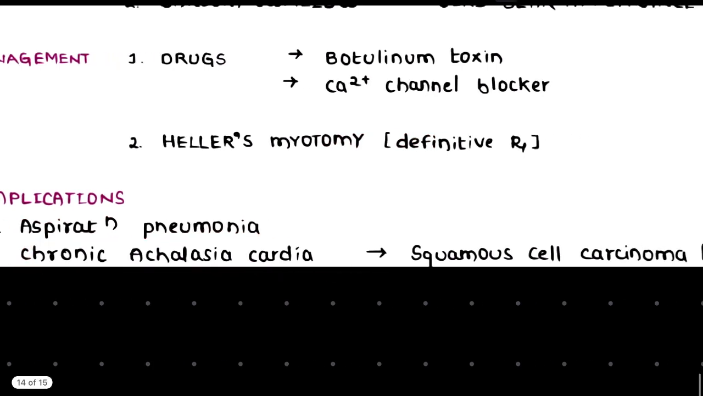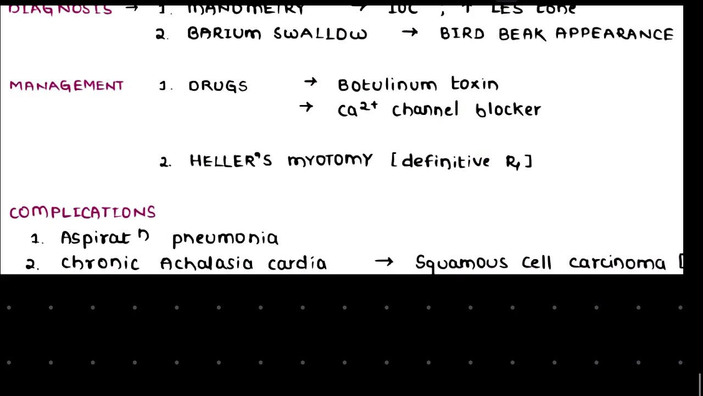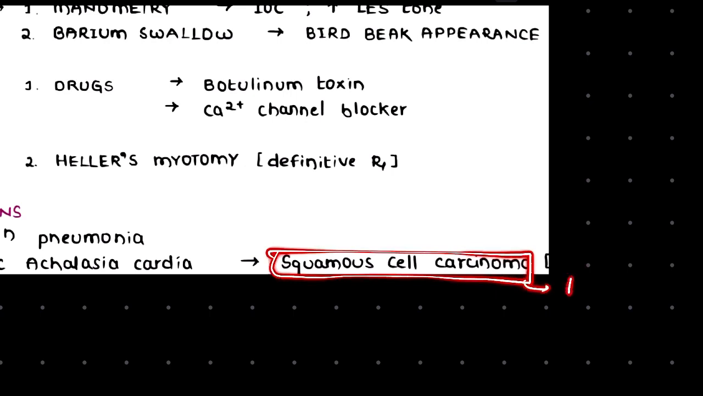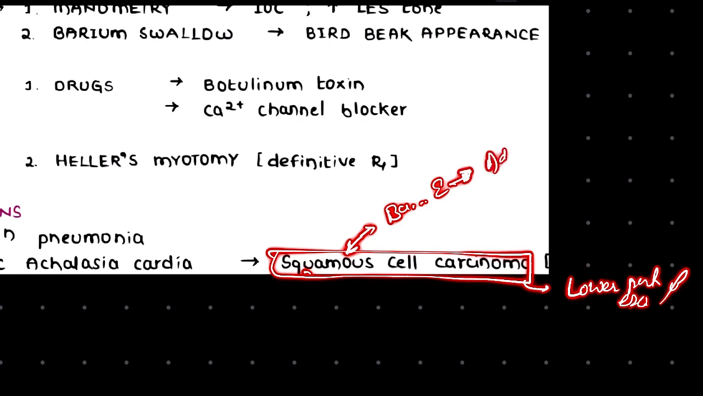And this chronic achalasia cardia can result in squamous cell carcinoma also, right? It can result in squamous cell carcinoma, mainly in the lower part of the esophagus. Now I would like to correlate this with what we have already discussed about Barrett esophagus. If you remember, if Barrett esophagus was more complicated, it may give rise to what? Adenocarcinoma.